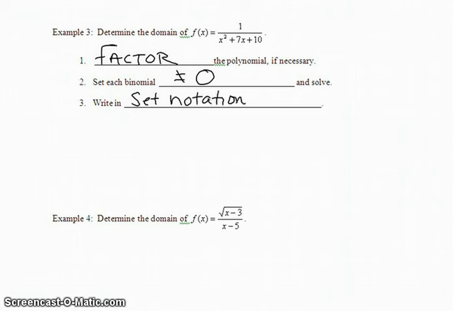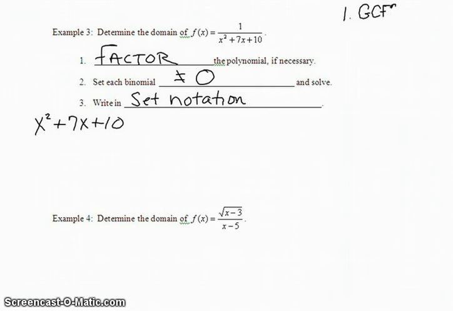So here I have a denominator of x squared plus 7x plus 10. So my first step says to factor that if I can and if necessary. Well, it's definitely necessary. Let's see if it's possible. Factoring steps. First, let's review those.